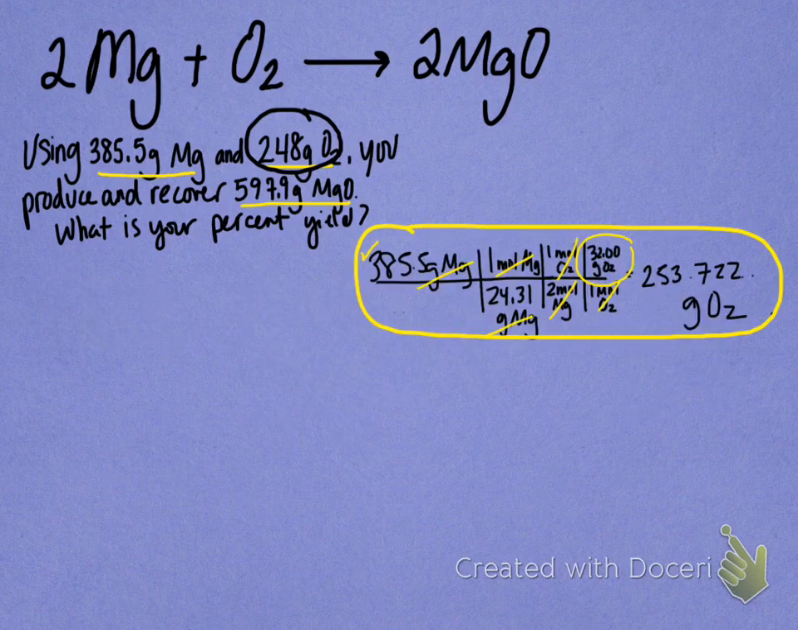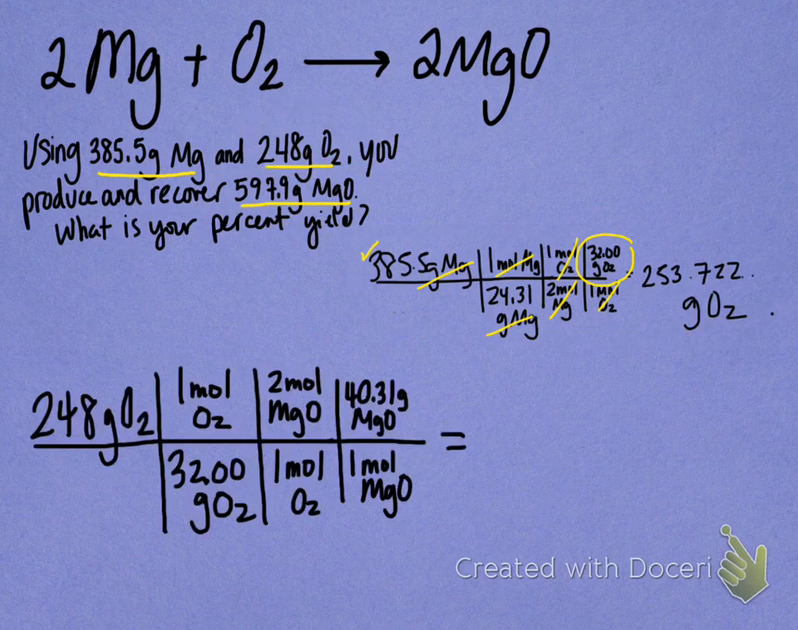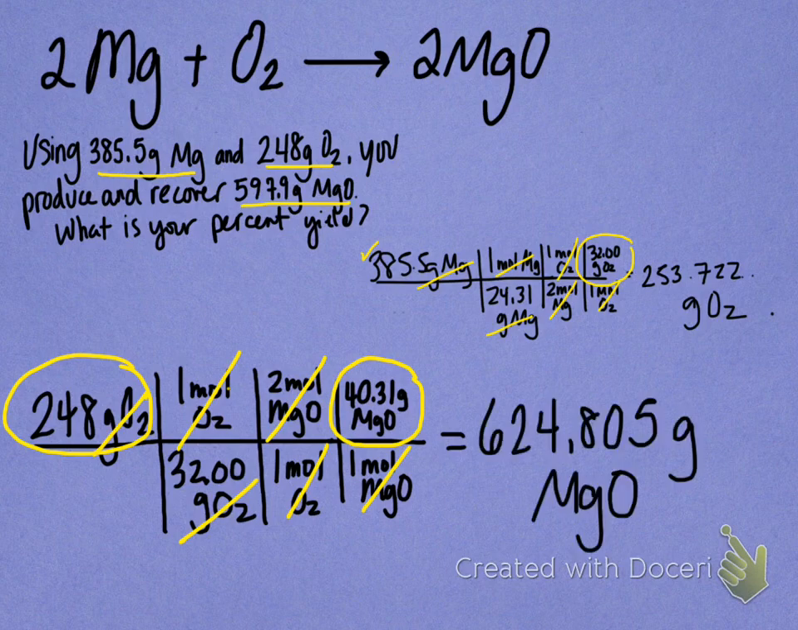I'm going to set that off to the side, and now I'm going to do a factor label that takes the amount of oxygen available and predicts how much magnesium oxide we should be able to produce with that. Okay, here we go. I've set up my factor label. I'm starting with the mass of oxygen that I'm given because that's my limiting, and it's going to control how much product I can make. I've converted from grams of oxygen into moles of oxygen, gone through a mole ratio to get to moles of magnesium oxide, and then converted moles of magnesium oxide to grams of magnesium oxide. My final answer? 624.805 grams of magnesium oxide.